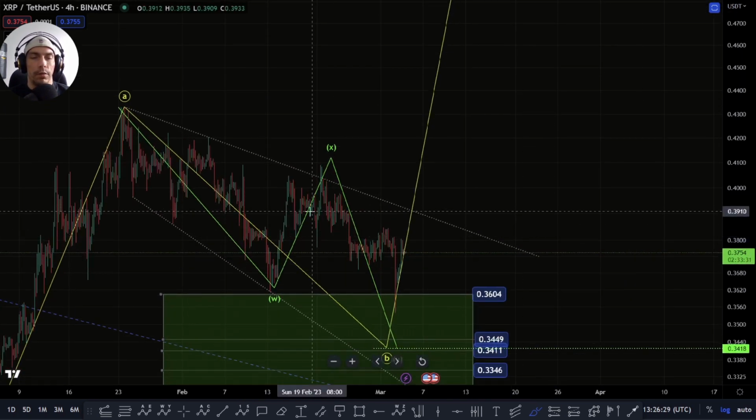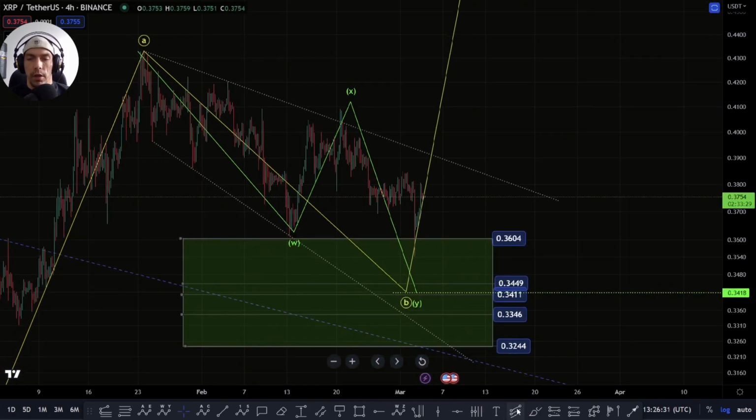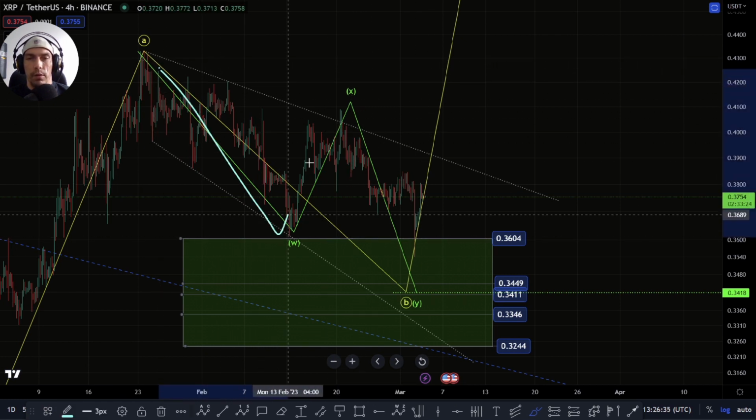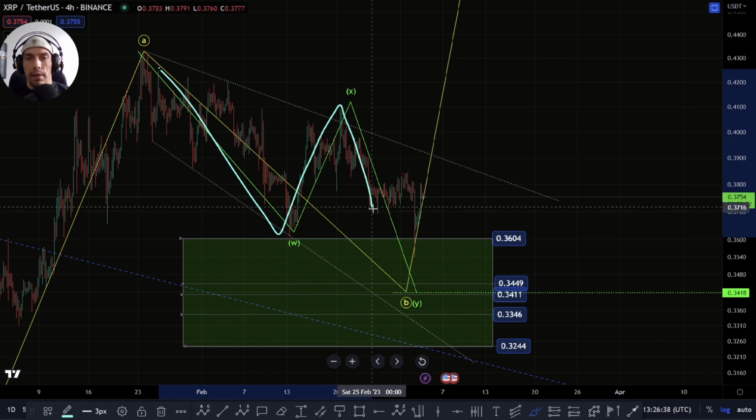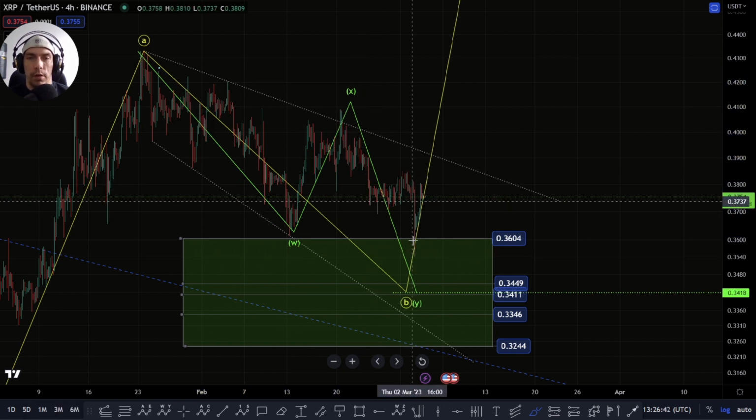So let's talk about this first. Within this structure here, there are a couple of ways we can count this. Potentially, we can look at this as a W wave into here. This is an X wave. And then we could argue that potentially we have completed a Y wave down here.